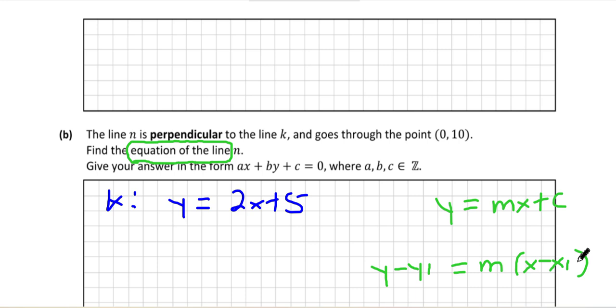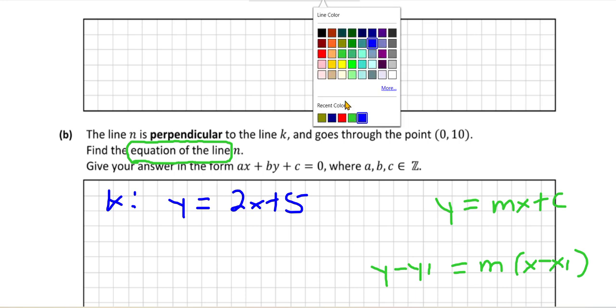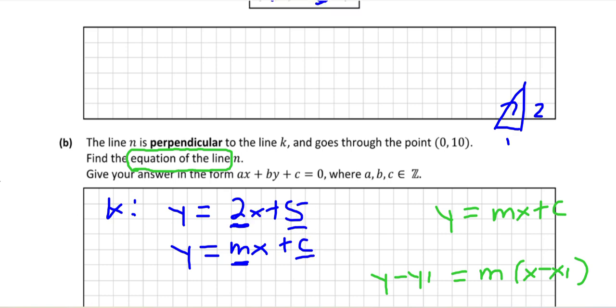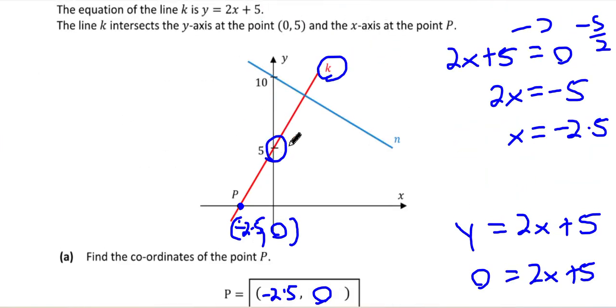Now, first question. I need the slope, don't I? What's the slope of k? Can anybody tell me the slope of k? 2. Its slope is 2, which means it goes 1 across and 2 up, so it's a positive slope. And it hits the axis at 0. Its c value is 5. That's why it hits the y-axis at 5.